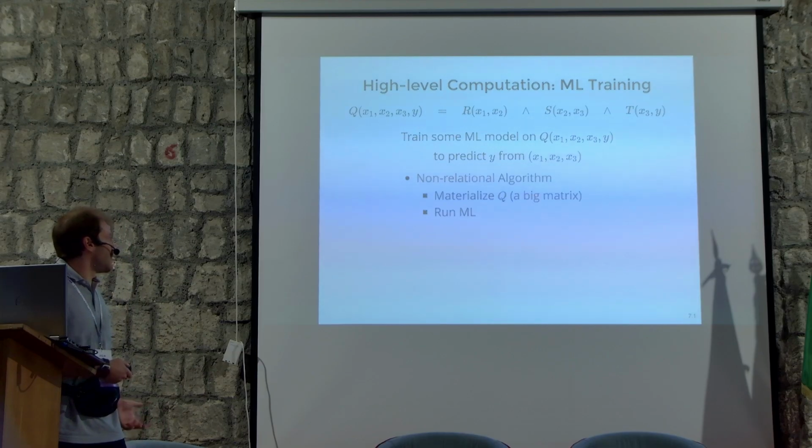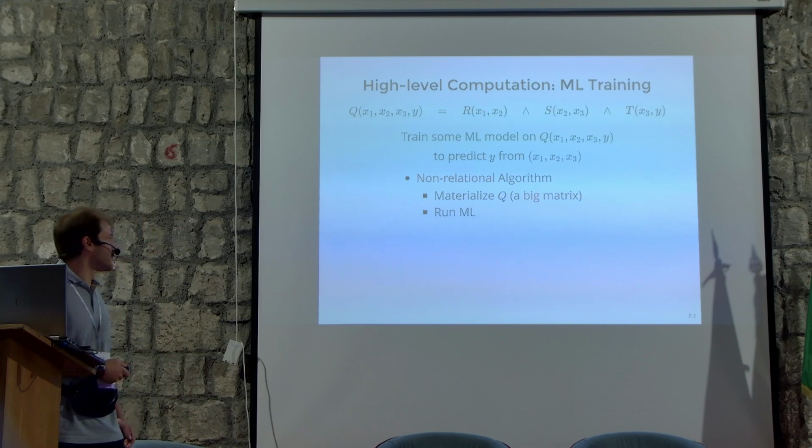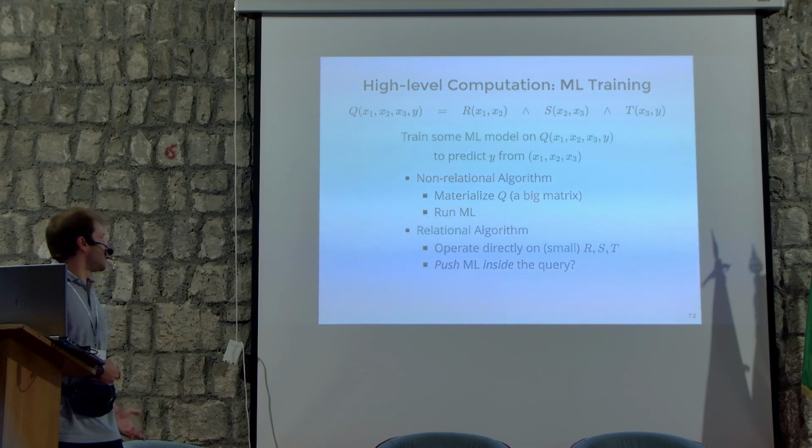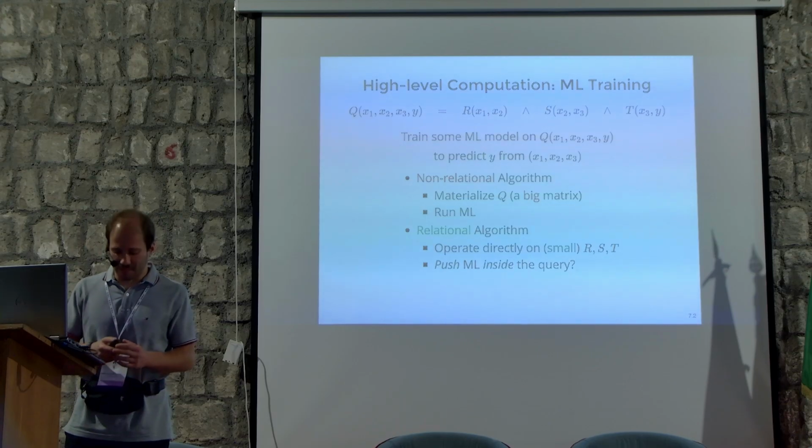In a non-relational algorithm, the typical way to do this is to materialize the output of the query as a giant matrix, and then run a machine learning algorithm. But this is very wasteful. Instead, our target in relational machine learning is to operate directly on the input tables R, S, and T, which are generally asymptotically smaller than the output size. And we want to push the machine learning inside the query or inside the database engine. This is basically the vision.